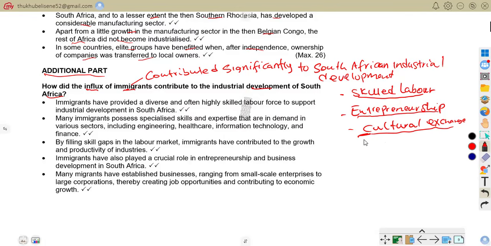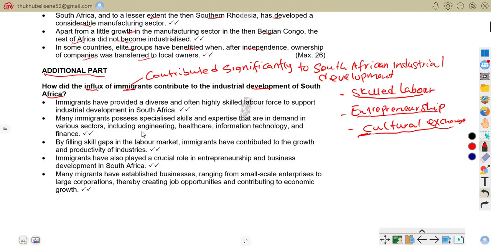We can talk about the specific examples under this contribution. We can talk about the mining industry. European migrants introduced advanced mining. That is true. Textile industry: Indian immigrants established textile manufacturing businesses, boosting production as well as exports.